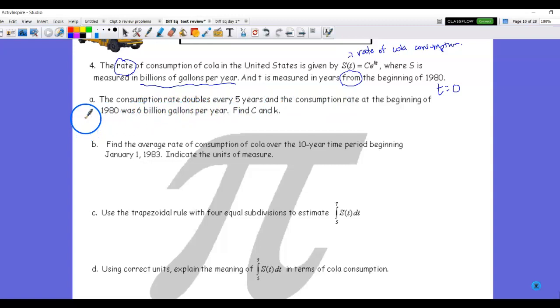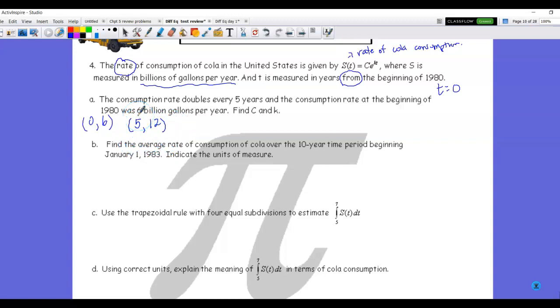So in other words, we have an initial condition, an ordered pair at 1980. S of 0 is 6. They're also telling me that the consumption rate doubles every 5 years. So if the consumption rate in 1980 was 6 billion gallons per year, then we know that 5 years later the consumption rate was 12 billion gallons per year. Just putting that information together.